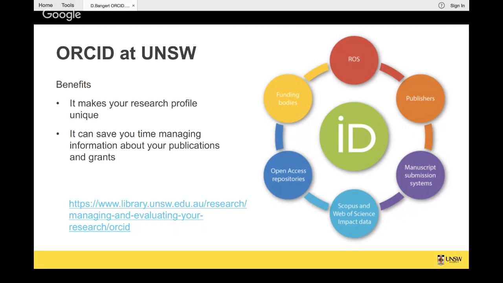access your information. And we try to follow that ORCID mantra, I guess, of enter once, reuse often, and encourage people to use it everywhere. So in our CRIS, which is known locally as the Research Output System, or ROS for short, in publisher systems, for instance, submitting manuscripts, in Scopus and Web of Science, in open access repositories, including our institutional repository, and funding bodies.